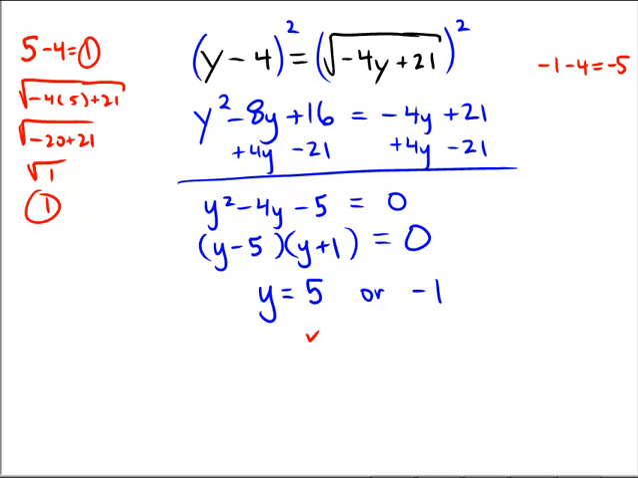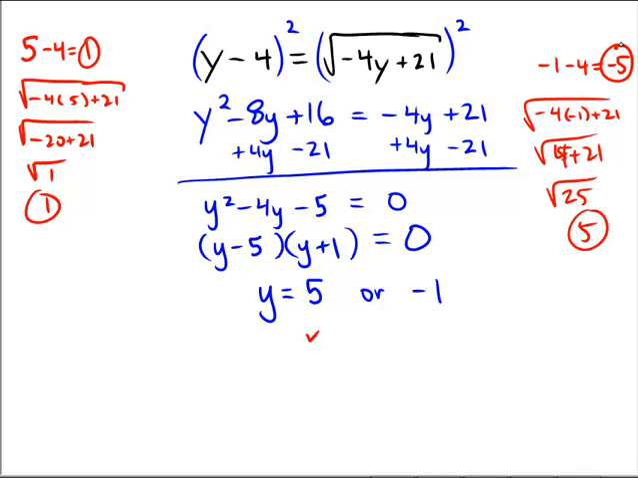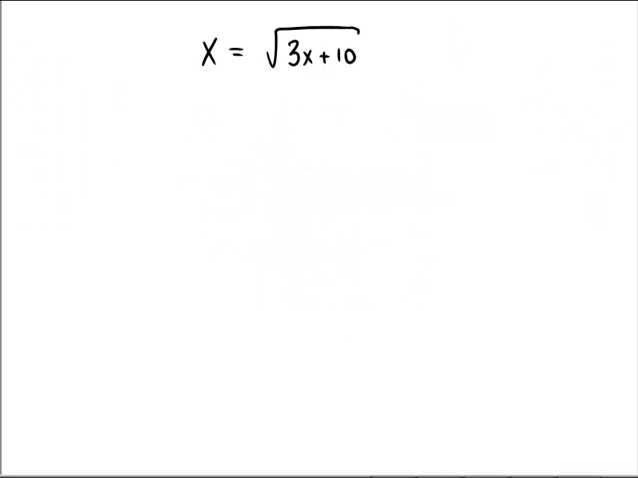But let's just check it to make sure. Negative 4 times negative 1 plus 21, radical of 4 plus 21, radical 25 is 5. But 5 does not equal negative 5, so negative 1 doesn't work, and the only solution is y equals 5. So here is one for you to try on your own if you would like. Try x equals radical of 3x plus 10.